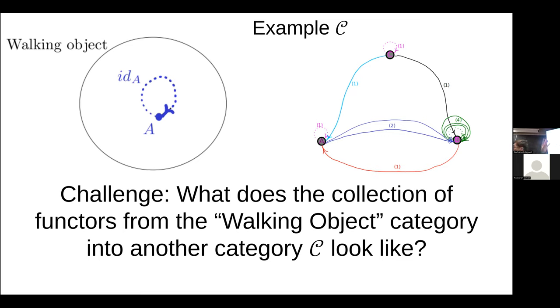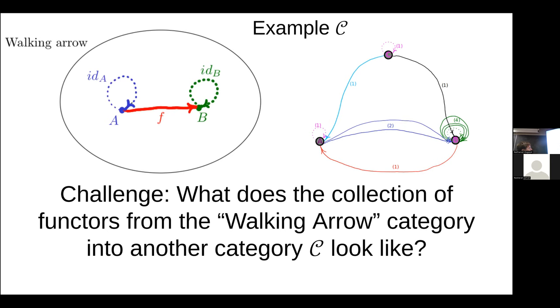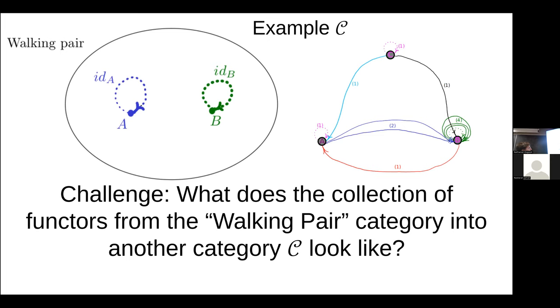Okay, so this is the walking object. It allows us to count the number of objects in any category, which is kind of cool to consider functors from. How about this one? Walking pair. What does walking pair give? How many morphisms are from walking pair to this thing on the right? Okay. So I like what you're thinking. Exactly, Tony.